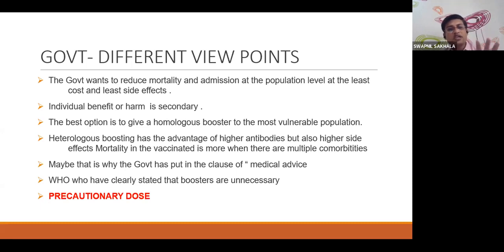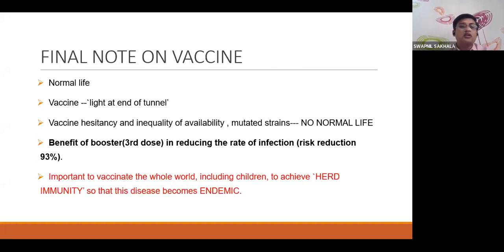In a nutshell, the vaccine should be given to the high-risk population, with a homologous booster to prevent fewer side effects. As WHO said, boosters are unnecessary, but the previous two papers have shown the booster reduced the hospital admission burden by 93%. So we should take the same dose which was taken previously. And as they do not want to contradict the WHO, we don't mention it as a booster dose. We mention it as a precautionary dose to prevent further complication or infection.